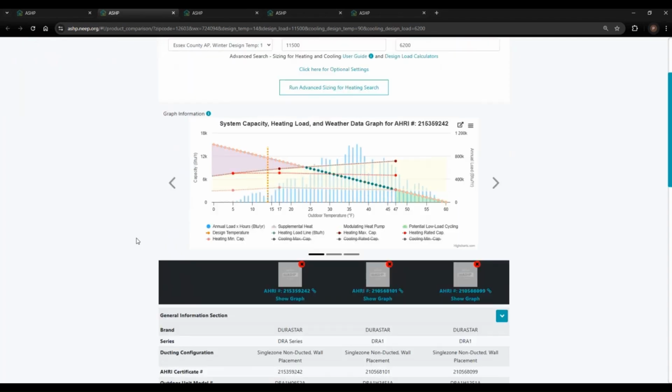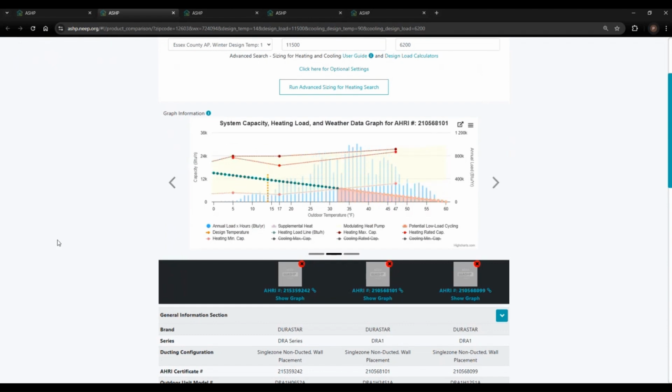In the Compare Products stage, we can look at our selected pieces of equipment. Comparing the system capacity, heating load, and weather data graphs for each piece of equipment, we can visualize how well each piece of equipment should operate year-round. We can see that this graph is likely the oversized piece of equipment because it does not need supplemental heating as the heating maximum capacity is well above the load line at the design temperature, and it has a large potential low load cycling zone.